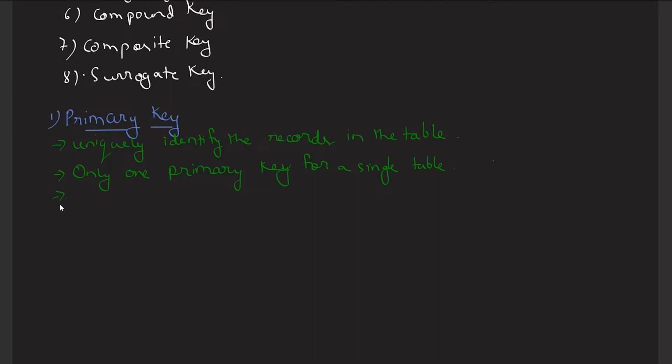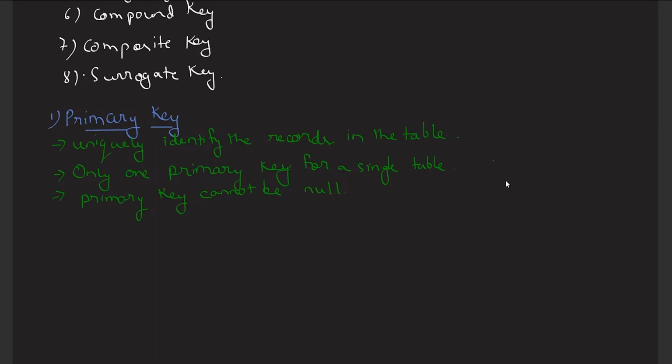Primary key, if we have created an attribute as a primary key, then it should not be null in any record. So primary key cannot be null, means in any record if the attribute that we have created as a primary key, it should not contain any null value. So that's a primary key.